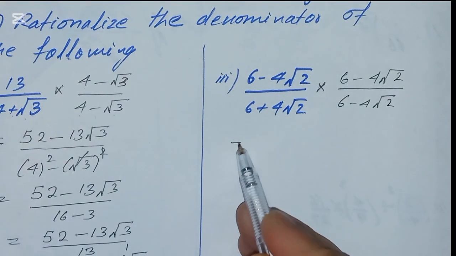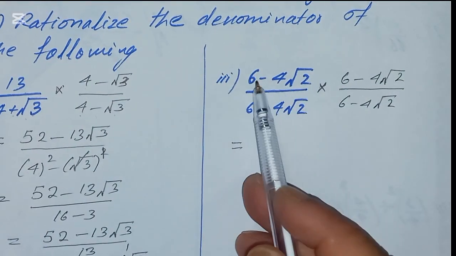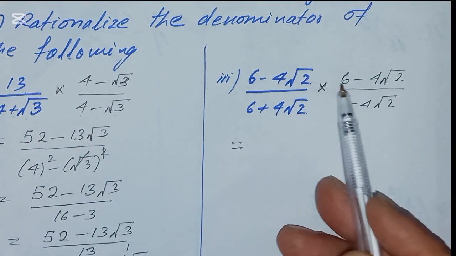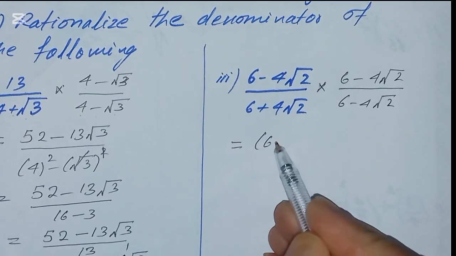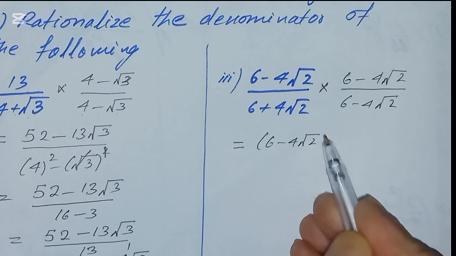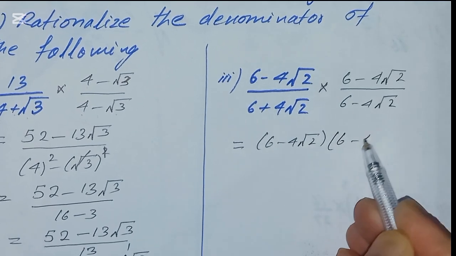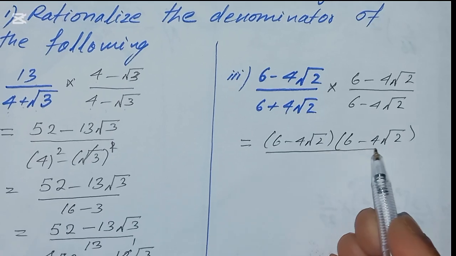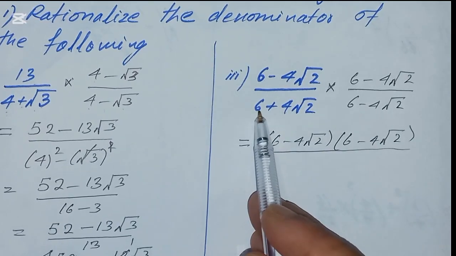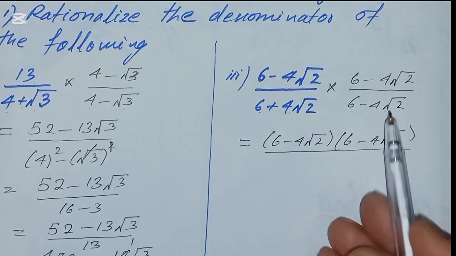Now numerator will multiply with numerator. 6 minus 4 under root 2 will multiply by 6 minus 4 under root 2, and in denominator once again we use the algebraic identity, first term plus second term, first term minus second term.